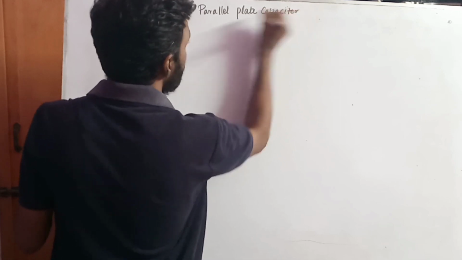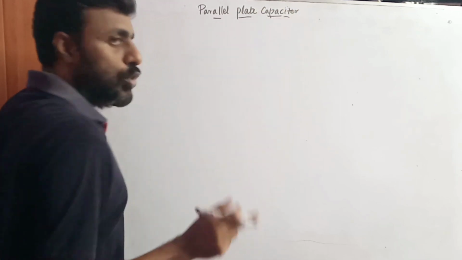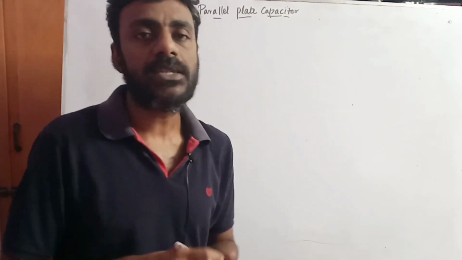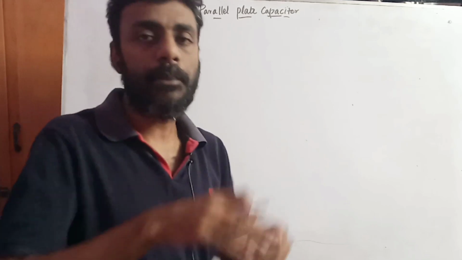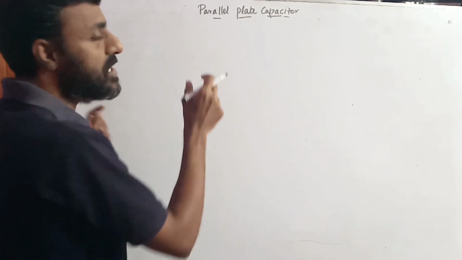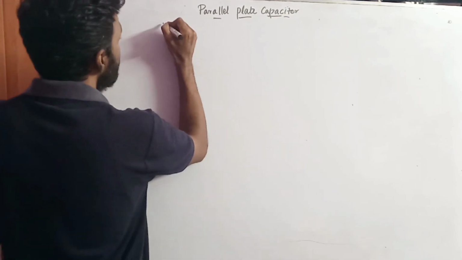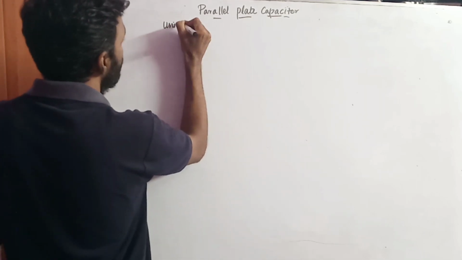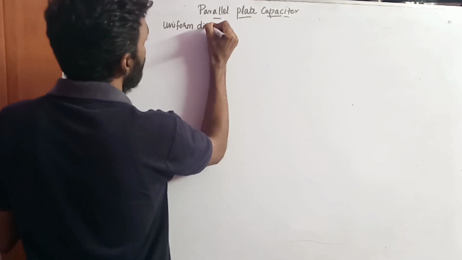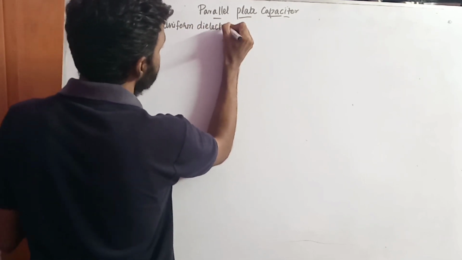So in this parallel plate capacitor, you have two plates. In between the two plates, there will be a dielectric medium filled. For example, here in this condition we are seeing that the dielectric medium will be a uniform dielectric medium.